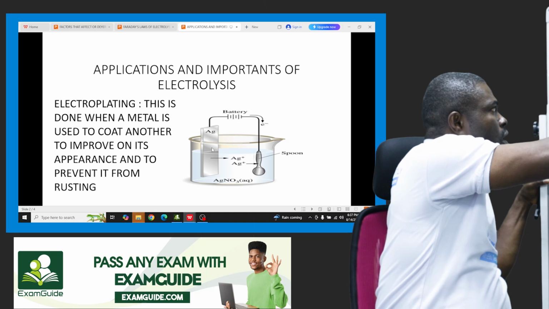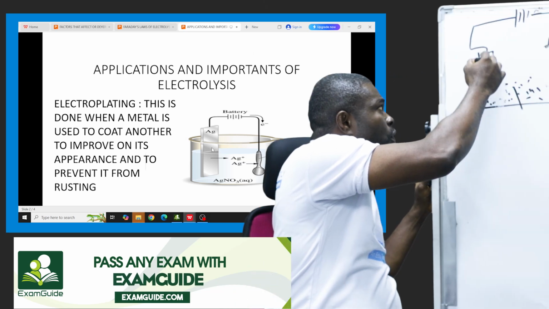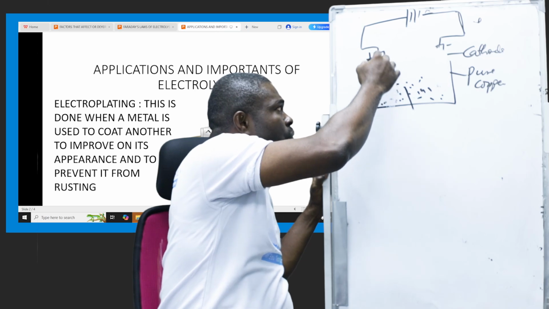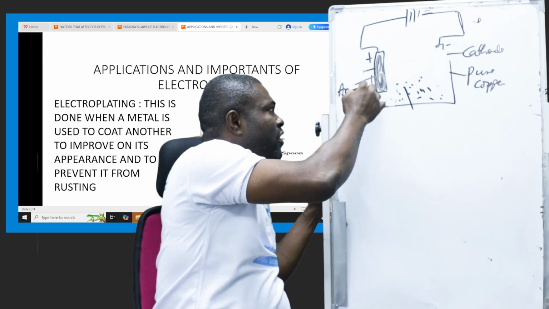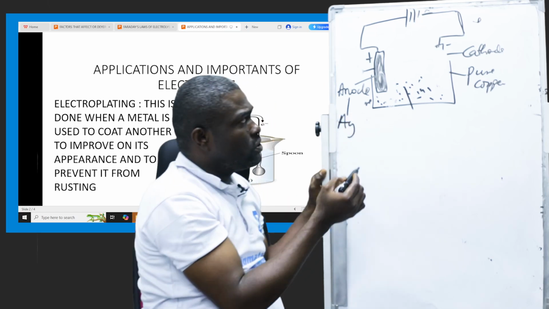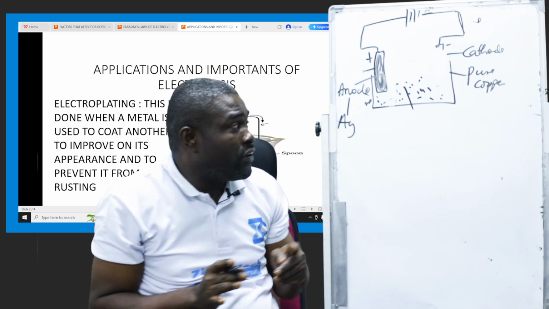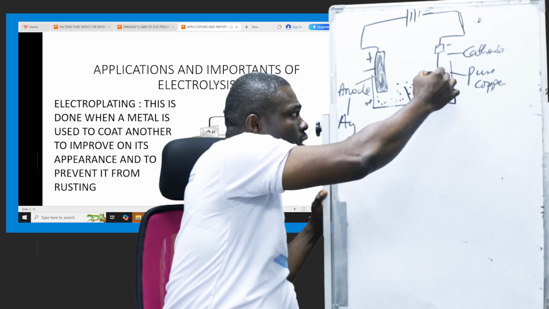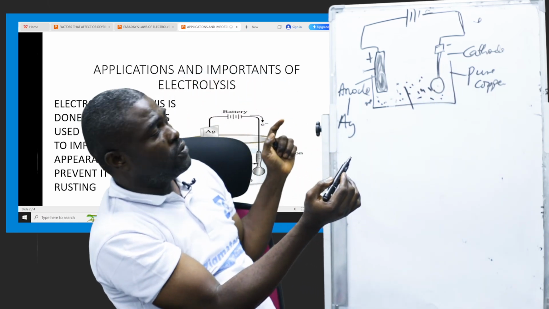The same setup. The anode is where you place that substance you want to use to coat the other one. So my silver will be placed here at the anode. The anode will be the silver. This is silver, the anode. The spoon that I want to coat with silver, I'm going to place at the cathode. This is my spoon now.